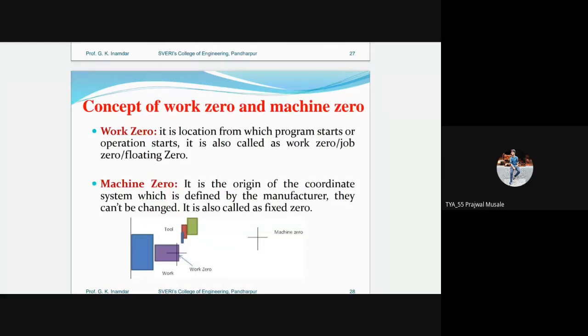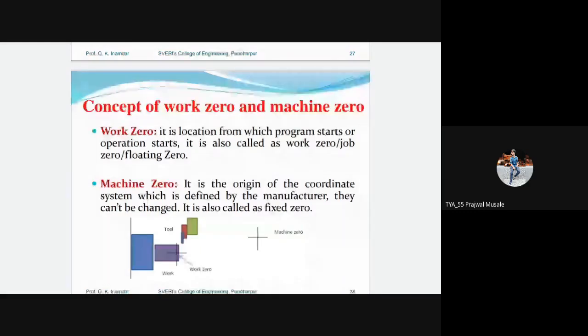Now zero is nothing but the starting point. Work zero is the location from which the program or operation starts. It is the starting point of the object, whatever the starting point of the object is.